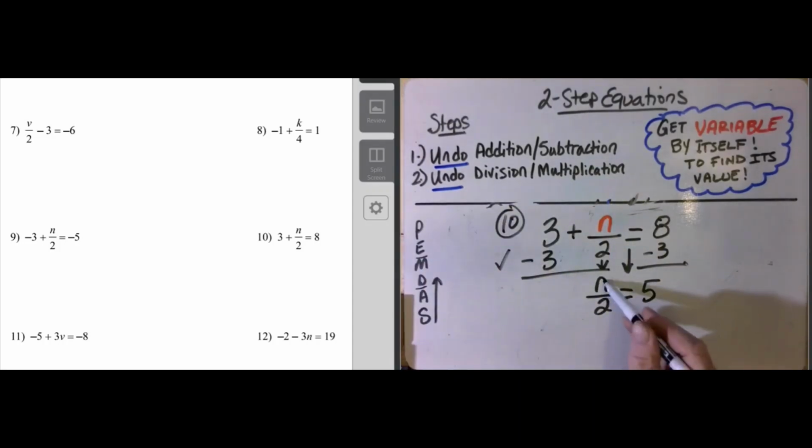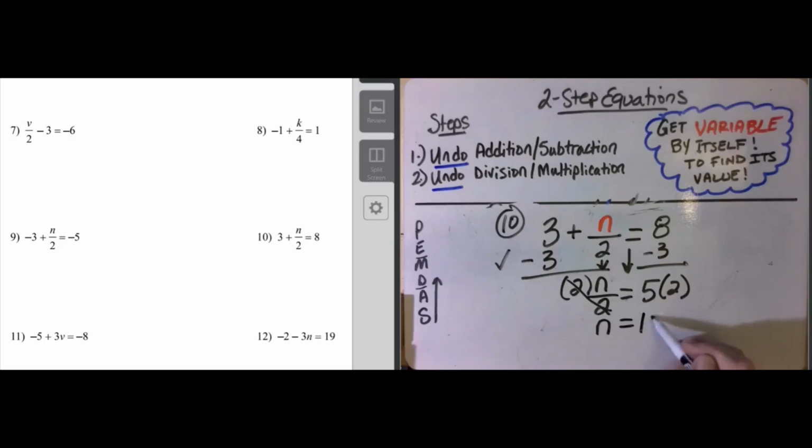They're dividing here. They're dividing n by 2. So the opposite of dividing is multiplying. We're going to multiply by whatever's on the bottom of the fraction. Whatever you do on one side, you have to do to the other. 2 over 2 is 1, so you can cross those out. That leaves n by itself.